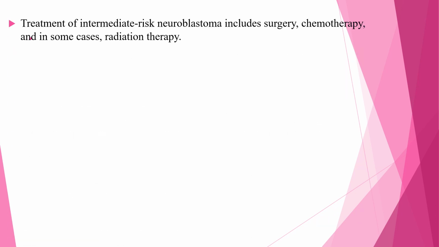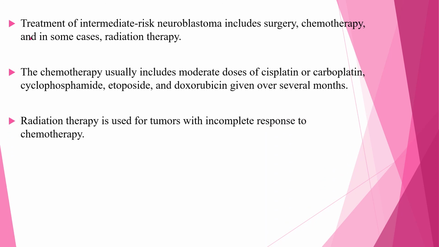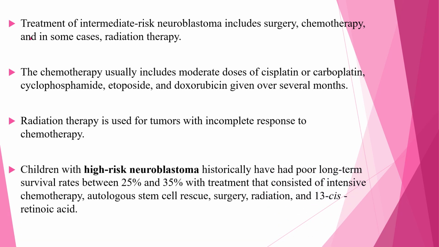Treatment of intermediate-risk neuroblastoma includes surgery, chemotherapy, and in some cases radiation therapy. The chemotherapy usually includes moderate doses of cisplatin or carboplatin, cyclophosphamide, etoposide, and doxorubicin given over several months. Radiation therapy is used for tumors with incomplete response to chemotherapy. Children with high-risk neuroblastoma historically have had poor long-term survival rates, between 25 and 35%, with treatment that consists of intensive chemotherapy, autologous stem cell rescue, surgery, radiation, and vitamin A derivatives.